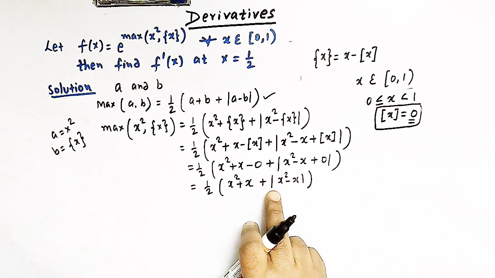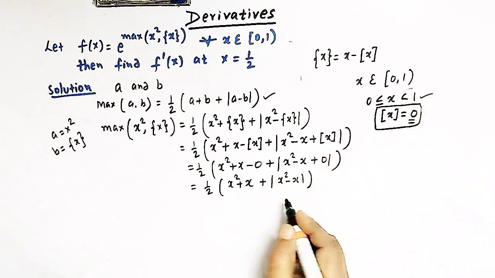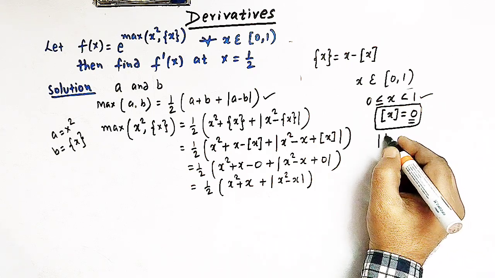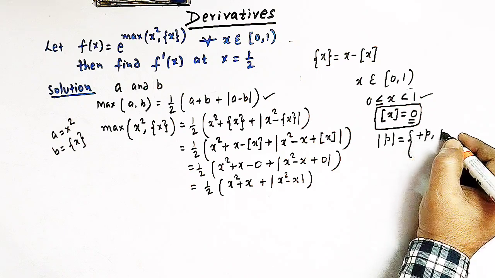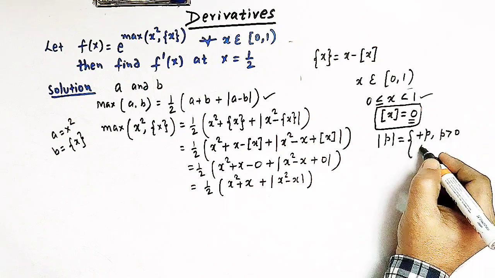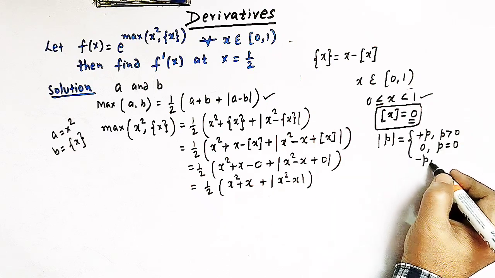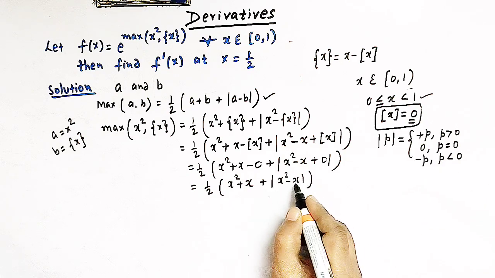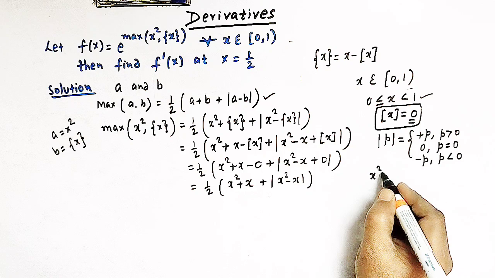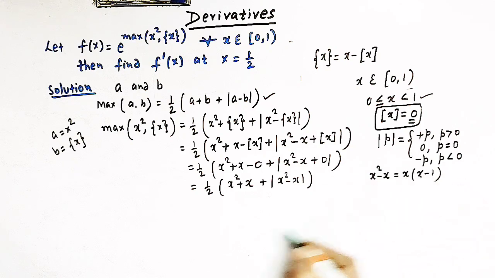Now to simplify the mod of x square minus x in this interval, let us make use of the definition of the mod function. The definition of the mod function is: mod of p is the positive p whenever p is greater than 0, mod of p is 0 whenever p is equal to 0, and mod of p is negative p whenever p is less than 0. So here we have a mod of x square minus x. So x square minus x can be written as x times x minus 1, right?